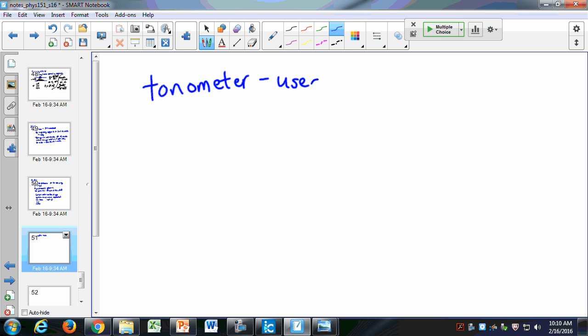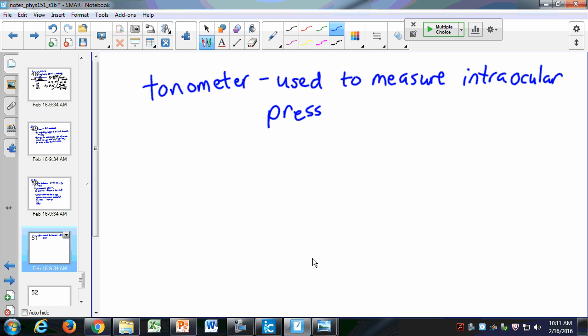Used to measure the intraocular pressure. Test for things like glaucoma or low pressure of the eye. I'm going to show you a video, but you do need to know roughly how it works. It either uses a pin that comes out and touches the eye, or just a burst of air. And I'm going to show you a video.